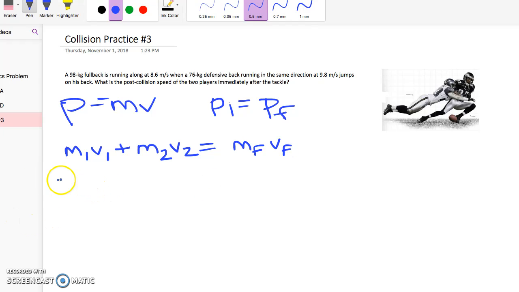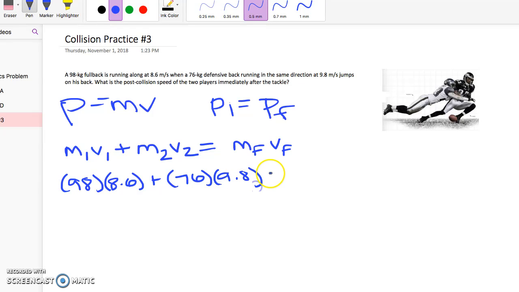So when I plug all these values in, it's 98 times 8.6 plus 76 times 9.8. And then remember that your mass on the final side after the collision needs to be both of their masses. So 98 plus 76, and then we are trying to figure out their final speed.